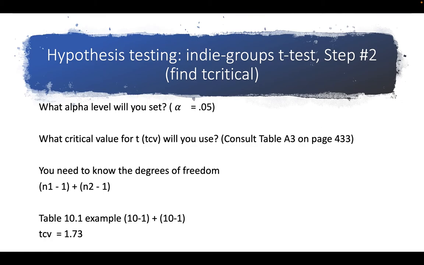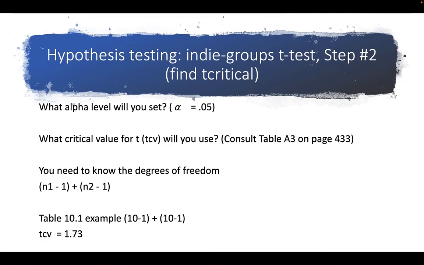Now, step number 2 is finding our critical value. And because we're doing a t-test, this is our t critical value. So what alpha level will we use? Well, we always set our alpha level to 0.05, and we'll determine our critical value by looking at the table on page 433 in your textbook.